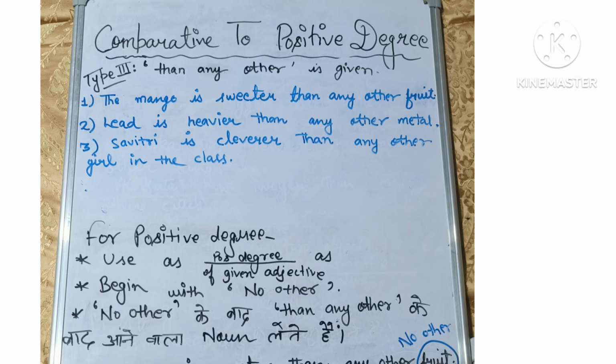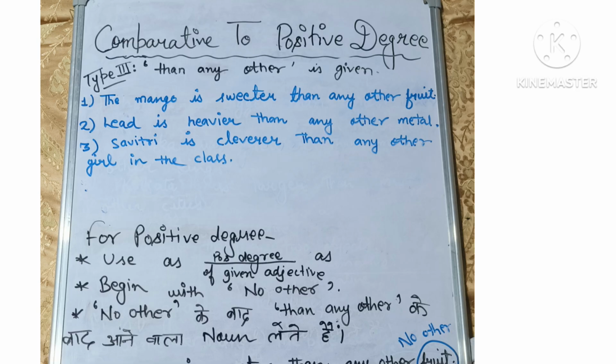The rule number one is same. First of all, we remove sweeter than any other, heavier than any other, cleverer than any other. And in place of these three structures, we will bring as sweet as, as heavy as, as clever as. So as earlier in case number 2 we were removing than most other, here we are removing than any other, right? And we are bringing as positive degree as.